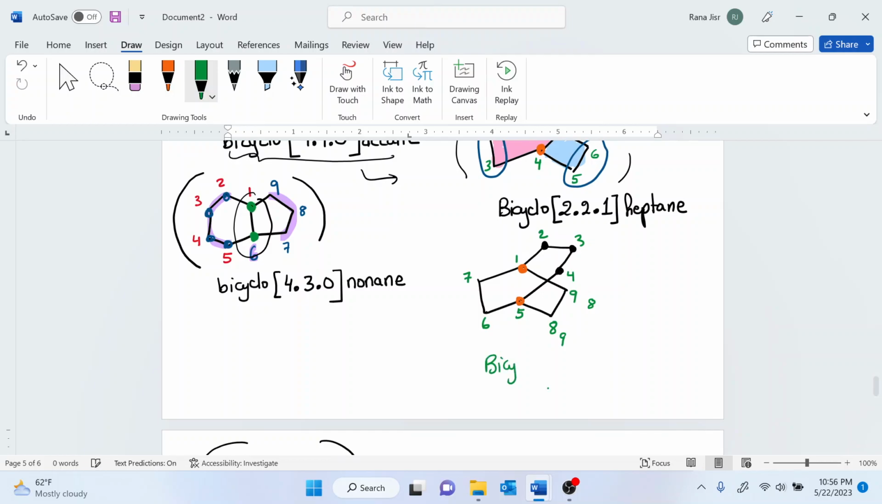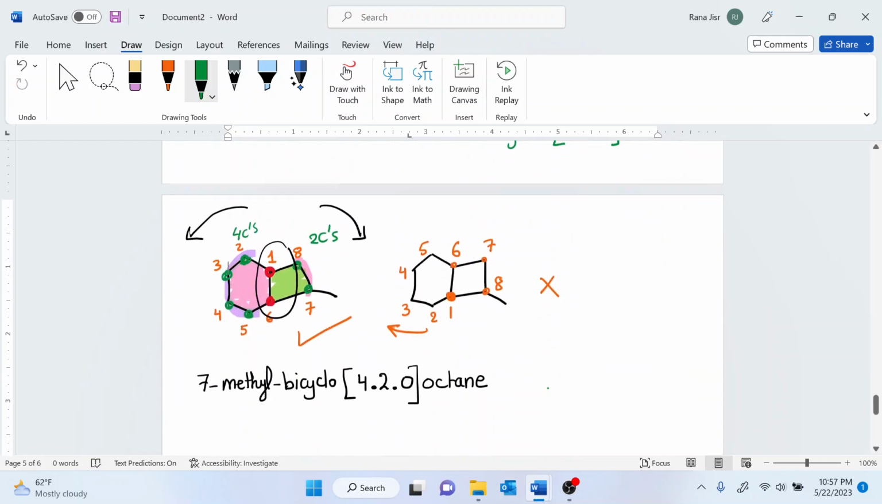This is going to be a bicyclo. Open the brackets. It's going to be 3 on one end. It's going to be 2. It's going to be 2. And then the total number is going to be 9 carbons actually. So it's going to be a nonane.